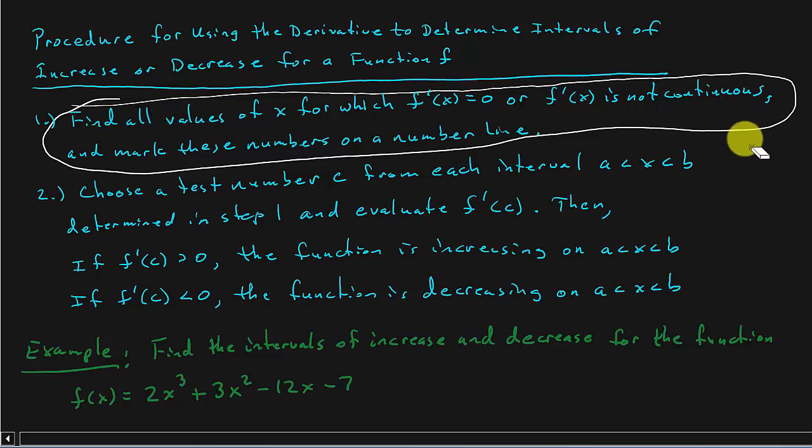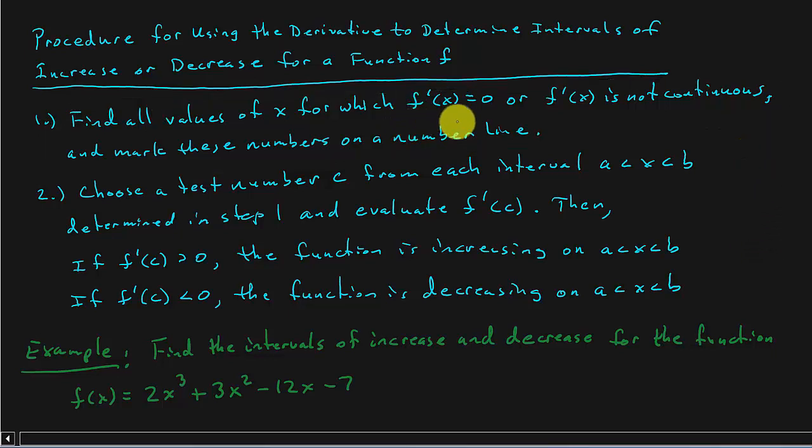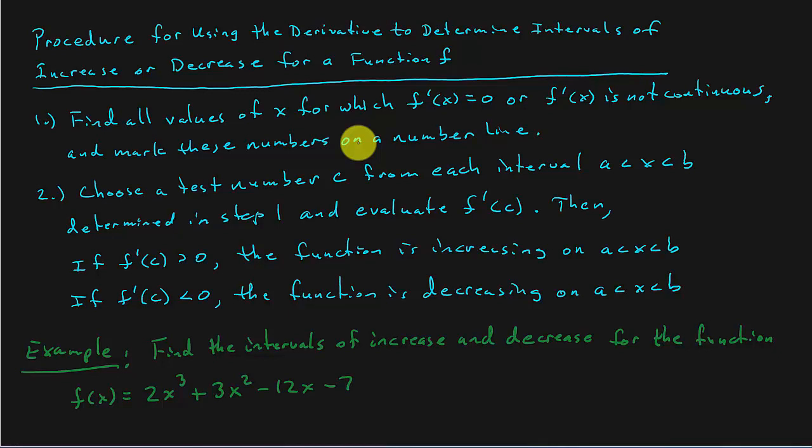Okay, so this is pretty important here. Basically, to determine where it's increasing and decreasing, we've got to find the derivative, set it equal to 0, and solve for x, or find wherever f prime is not continuous. Those are the numbers we're looking for.